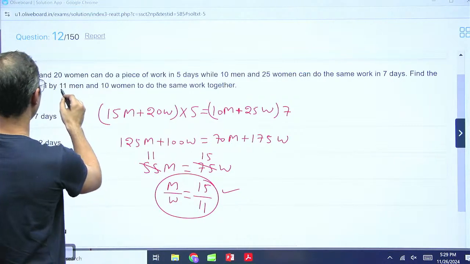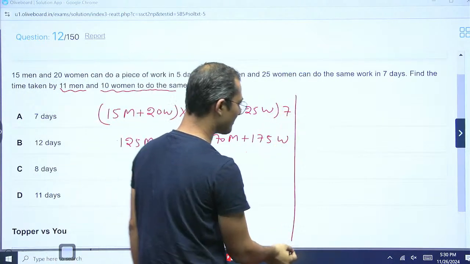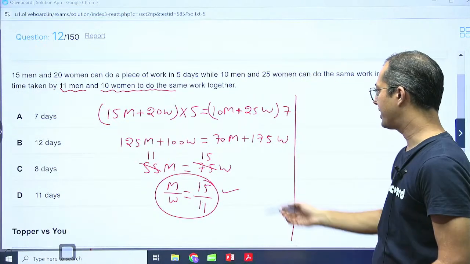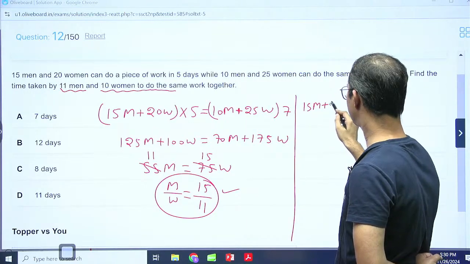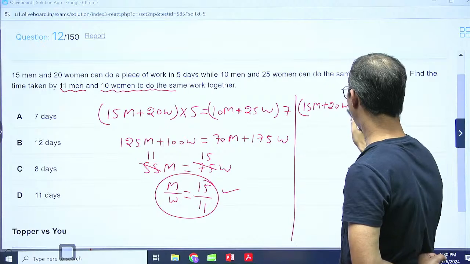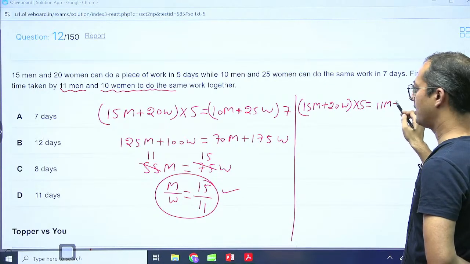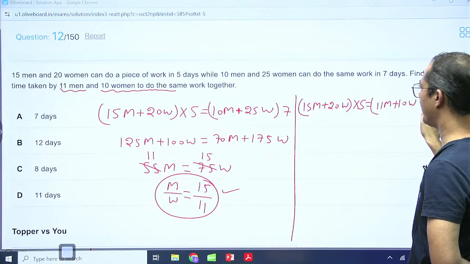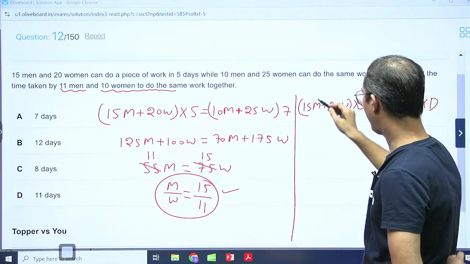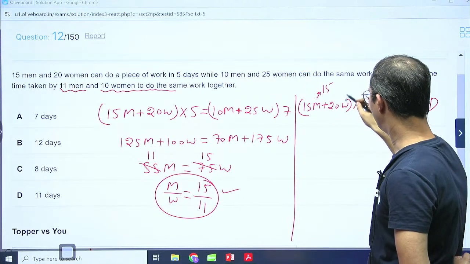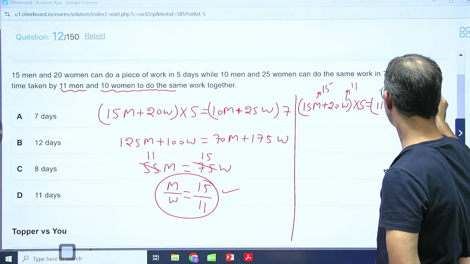Now the question is asking, 11 men and 10 women can do the same piece of work. So just making another equation. We can take any one of it. We can say that 15 men plus 20 women together can complete a work in 5 days, right? So in what time will 11 men and 10 women together take? They will take D time. Just put M is equal to 15 and W is equal to 11.